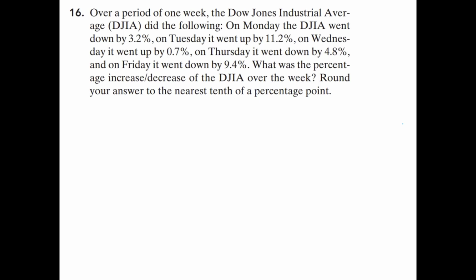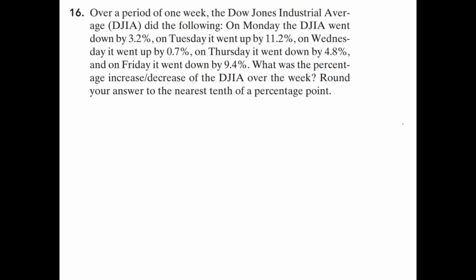So here we have another similar problem. Over the period of 1 week, the Dow Jones Industrial Average did the following. On Monday, it went down by 3.2%. On Tuesday, it went up by 11.2%. On Wednesday, it went up by 0.7%. On Thursday, it went down by 4.8%. And on Friday, it went down by 9.4%. What was the percentage increase or decrease of the Dow Jones Industrial Average over the week? Round your answer to the nearest tenth of a percentage point.